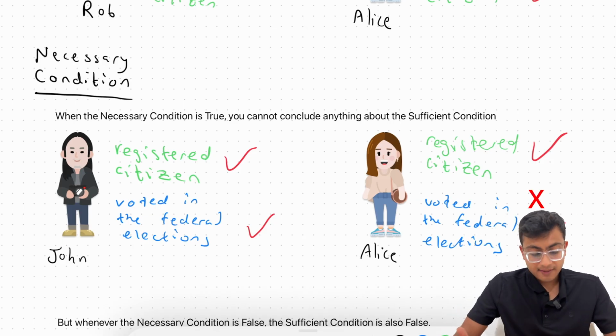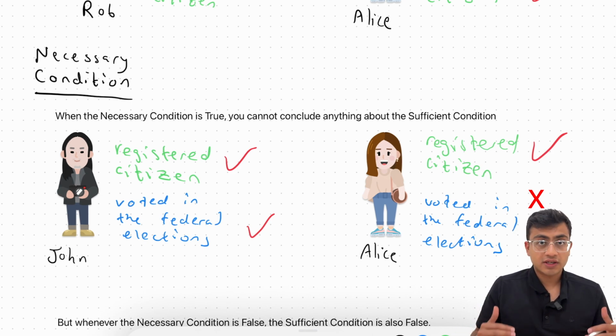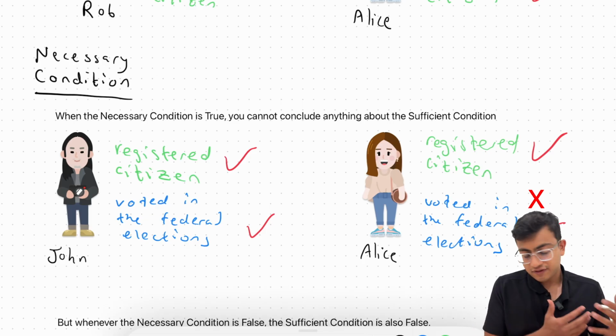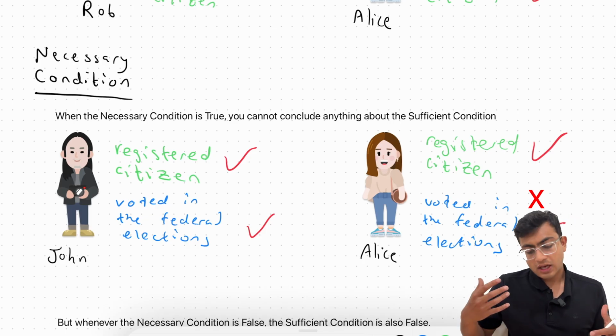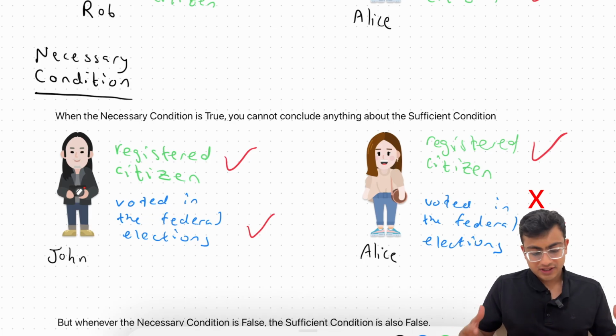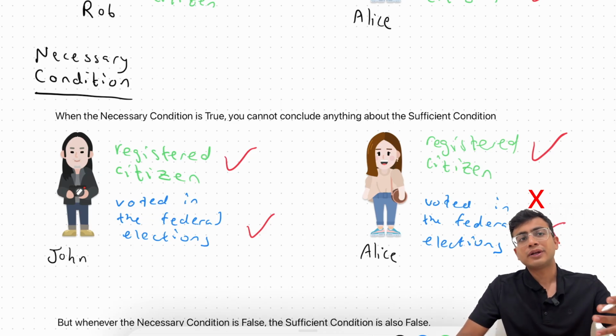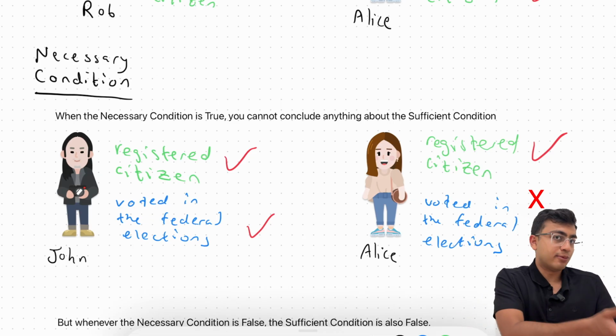So notice we have this ambiguity again. In both situations, the necessary condition of being a registered citizen is true, but in John's case, the sufficient condition is also true, while in Alice's case, the sufficient condition is false. So once again, if someone comes and tells you that, hey, I'm a registered citizen, you actually still cannot conclude anything about whether they actually voted or not.